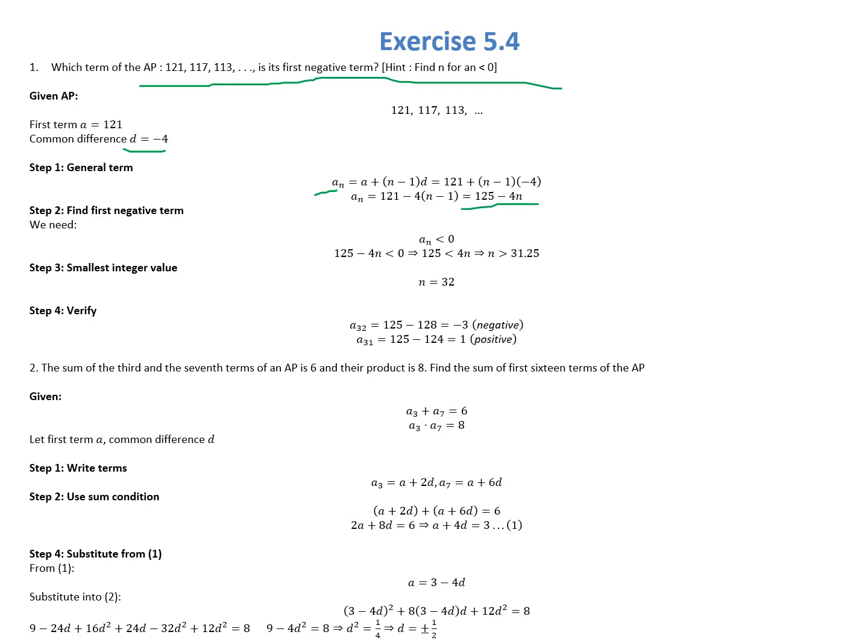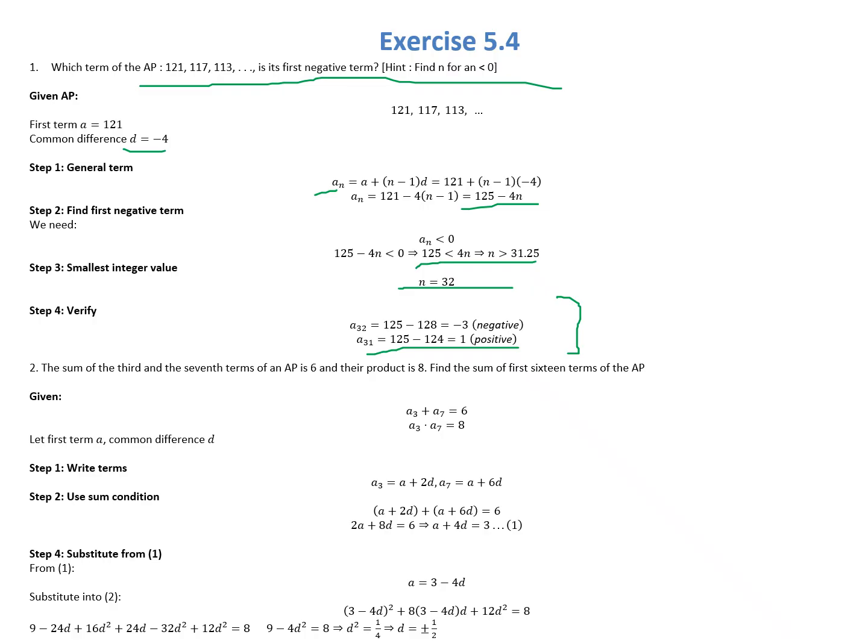Then we put that 125 minus 4n should be less than 0. When we solve it, we get the value of 31.25, so n is equal to 32. To verify, we check for 32 and then for 31 as well. The 32nd term is minus 3 and the 31st term is 1, which means that the 32nd term is the first negative term in this series.